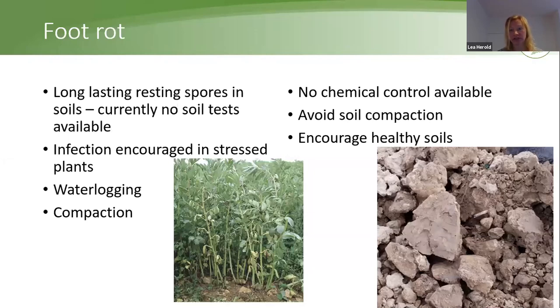Currently, we don't have any soil tests available to assess the pathogen levels in soil, but this is something that we are hoping to be able to work on over the next years and at some point, hopefully, be able to offer. Foot rot infection is encouraged in stressed plants. So anything that stresses the plants, like waterlogging or compaction, helps the disease to take hold. Because there are no chemical controls available, the only thing you can do is to lengthen rotations, to avoid soil compaction, and to encourage healthy soils.